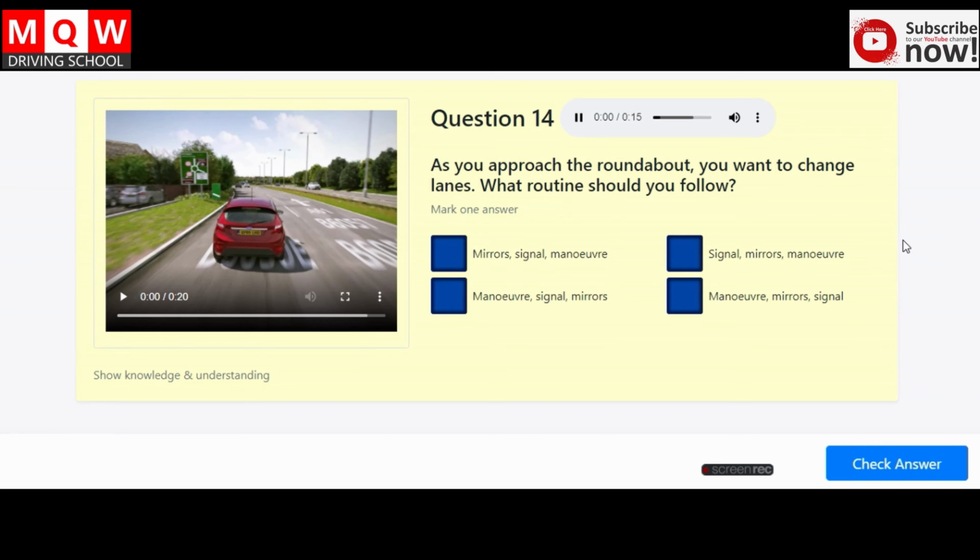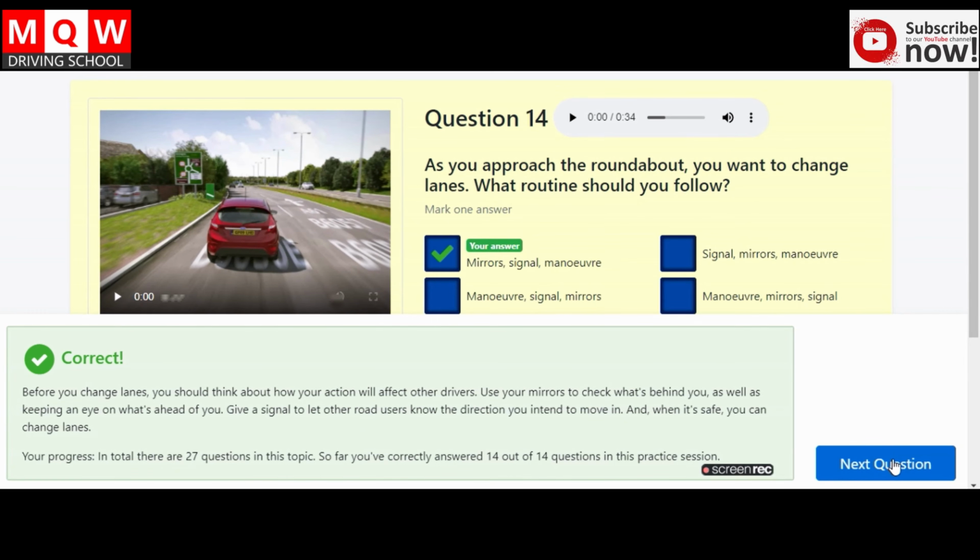As you approach the roundabout, you want to change lanes. What routine should you follow? Mirrors, signal, maneuver. Signal, mirrors, maneuver. Maneuver, signal, mirrors. Maneuver, mirrors, signal. That's a very simple one, easy one. Mirror comes first, then signal, then maneuver. MSM routine all the time as a driving routine. Okay. So next question.